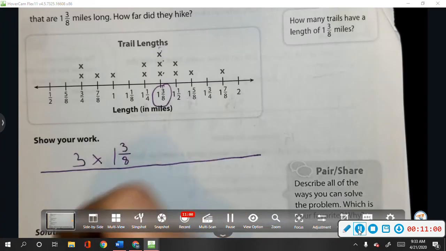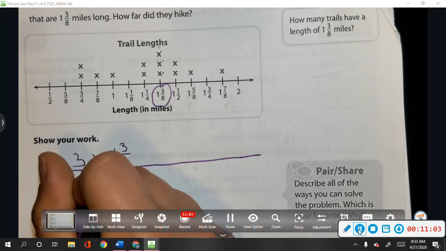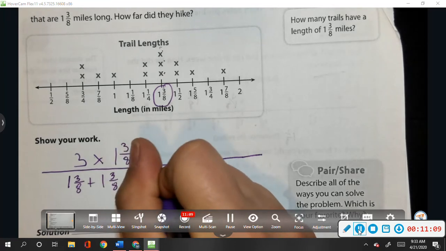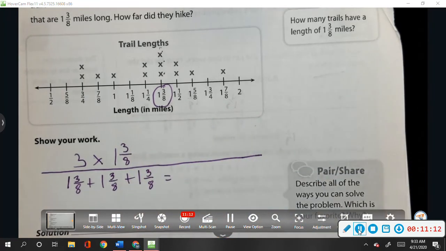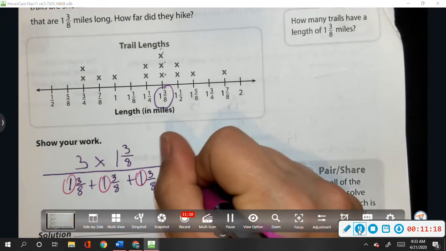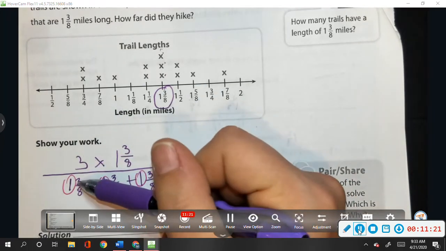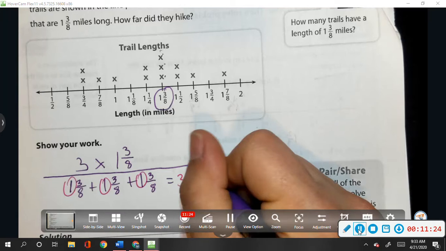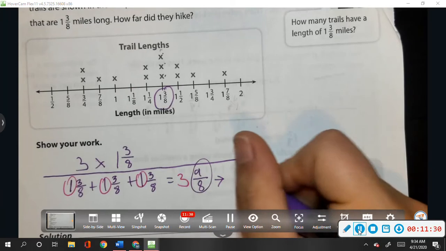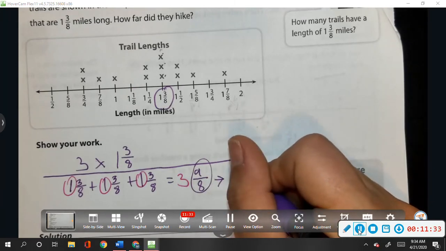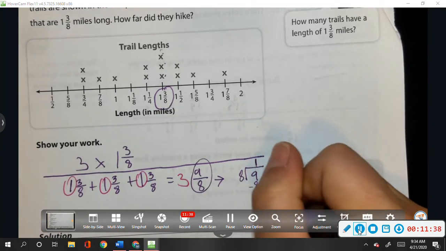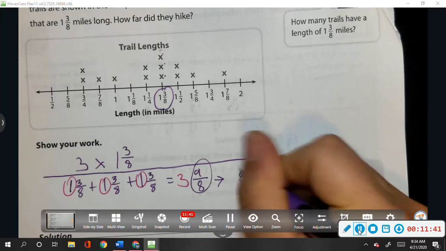Or you could use repeated addition and say 1 3/8 plus 1 3/8 plus 1 3/8, which if we were to take out our whole numbers, that would be 1, 2, 3. And then we add our fractions in. That's 3, 6, 9 eighths. We don't want to leave this improper, so we're going to change it into a mixed number. 8 goes into 9 one time. We subtract. We have 1 1/8.